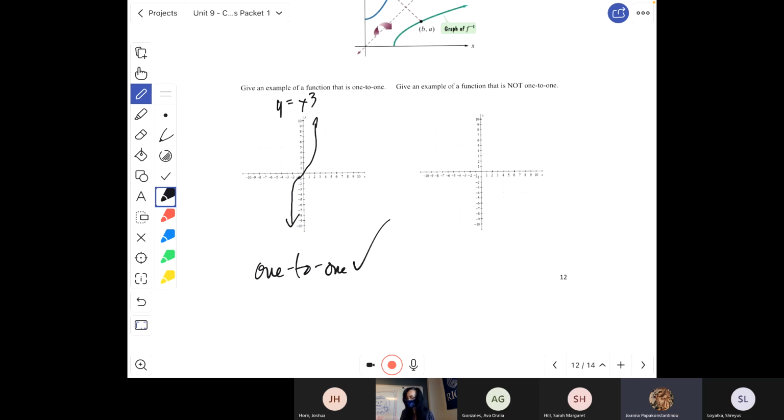Can anybody think of a function that is not one-to-one? Y equals x squared. Not one-to-one, right? So the horizontal line test tells you if the inverse is a function, and the vertical line test tells you if it's a function.